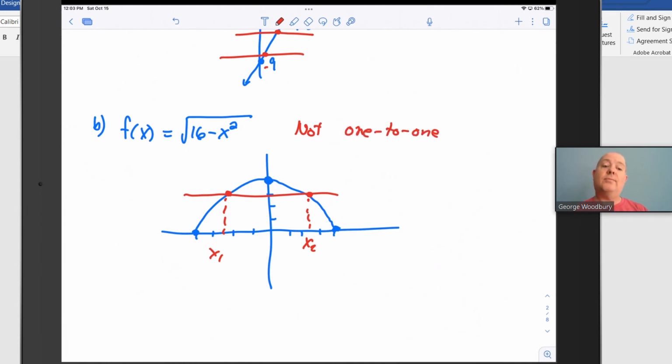So if you know what the graph of the function looks like, you can determine pretty quickly whether it's one-to-one or not. Does it double back or not? If you think about parabolas, absolute value functions, those are not one-to-one because they bend and turn around.